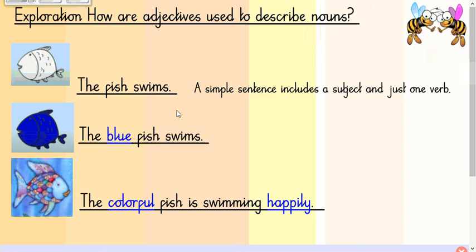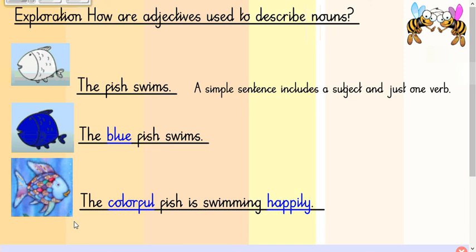I've developed the sentence by adding an adjective here before the noun. Let's read it. The blue fish swims. This sentence is a lot better than my first one because I've used an adjective before my noun to make it sound more interesting.